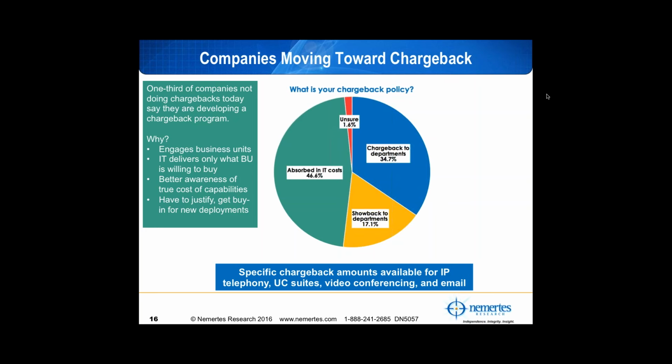Obviously, in this one, we also did gather data on specifically how much companies are charging. So we do have that data in the research. What do companies charge back for IP telephony, UC suites, video conferencing, and email? Those are the areas that we gathered.